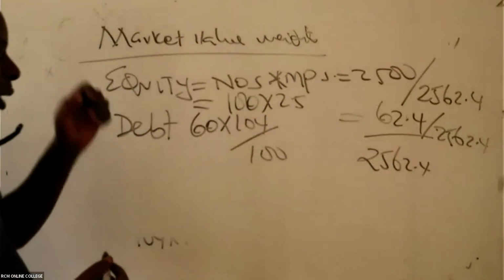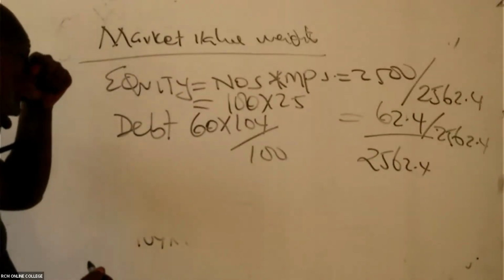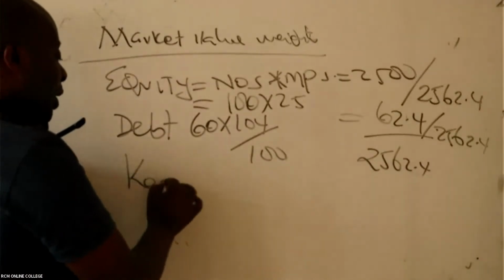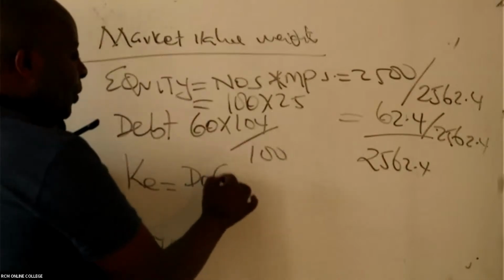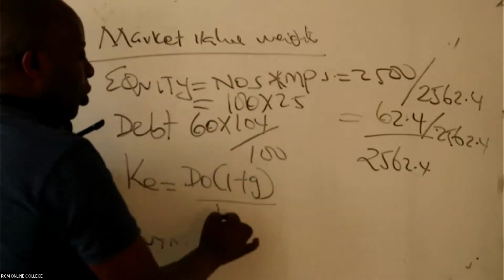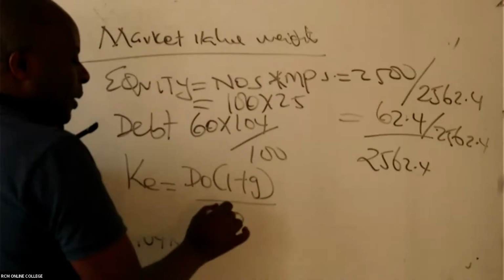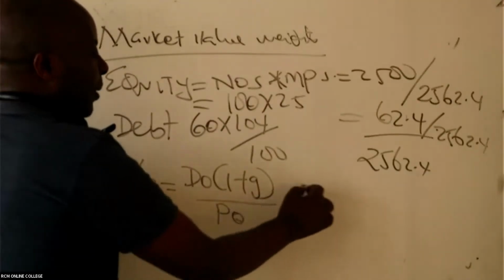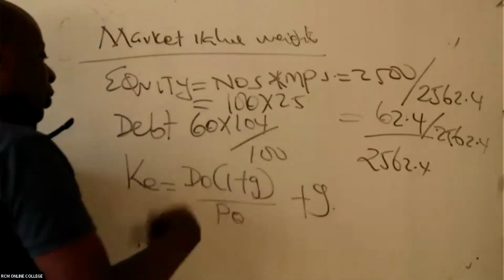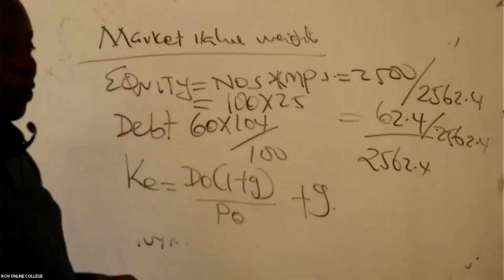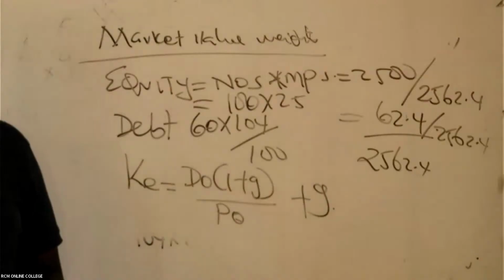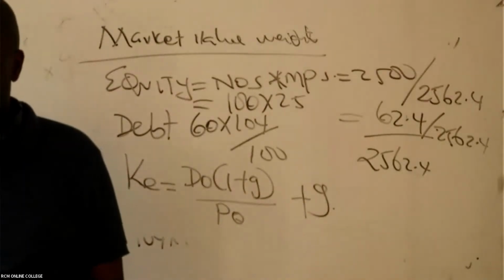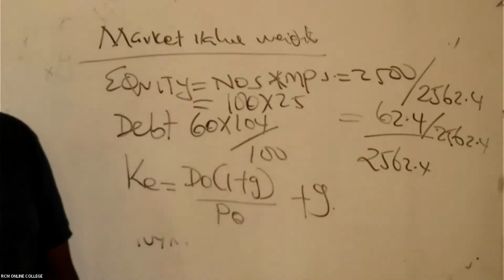And please don't forget how we got the cost of equity. We took D0 into (1 plus g), all over P, the current market price per share, plus the growth rate. And most importantly, we are able to calculate the growth rate. So that is our WACC.